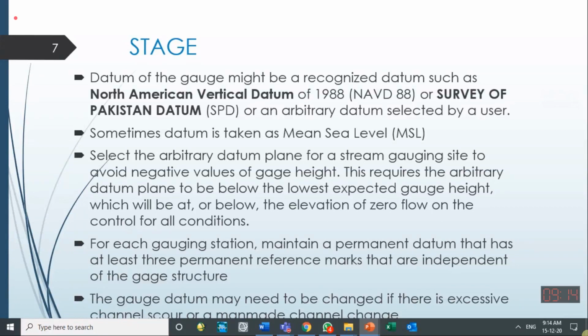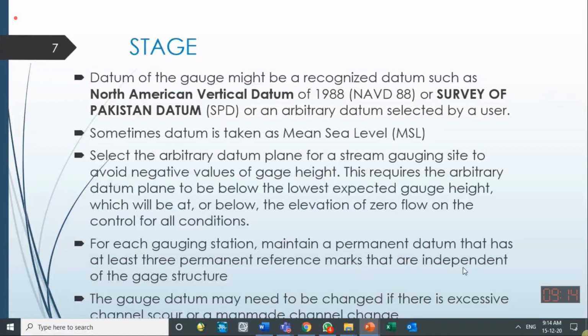Because datum selection is of our choice, select a datum at a sufficiently low level so that all the water levels or all the stages which are expected in that stream come on the positive side. Just a norm, not mathematically required, but usually stages are above the datum. For each gauging station, maintain a permanent datum.